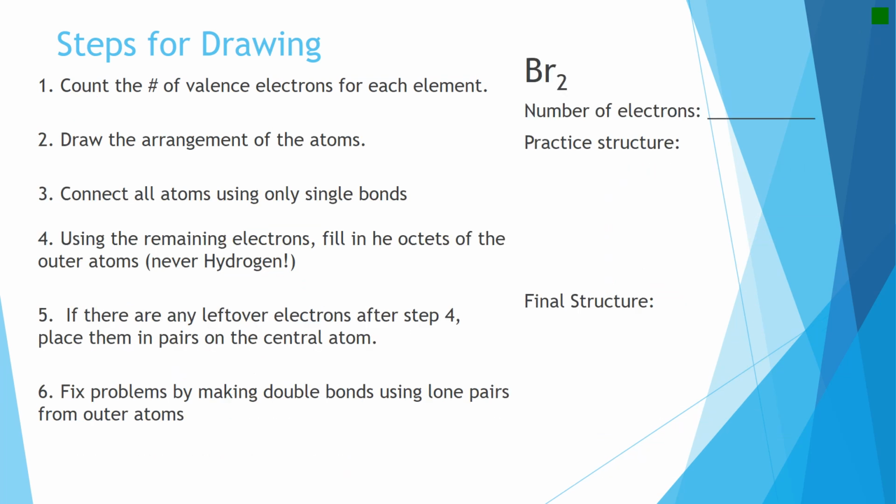So let's try to do one. Steps for drawing: first, you want to count the number of valence electrons for each element. So bromine has 7 valence electrons, but we have 2 of them. So in total, we have 14 electrons we can deal with, which means I can draw 7 lines.